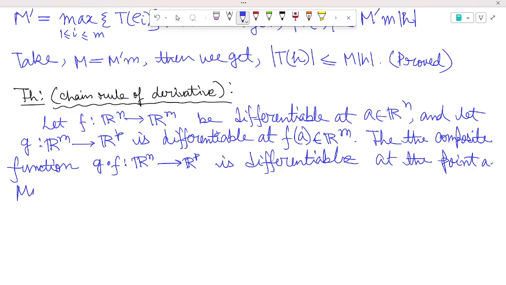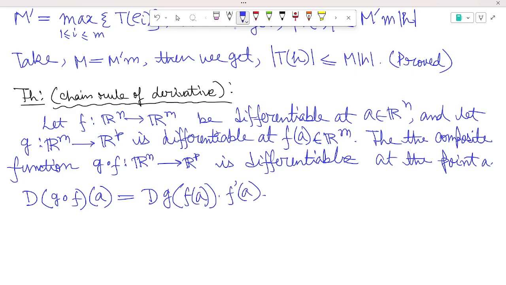Moreover, precisely, this is the main chain rule. What is the derivative of the composite function? D of g compose f at a equal to, what is D of g compose f means g of f(a). So first do g, evaluate that at f(a), and then f dash, evaluate that at a, and separately evaluate and multiply them.